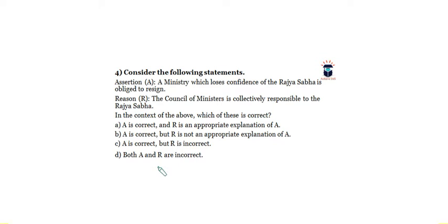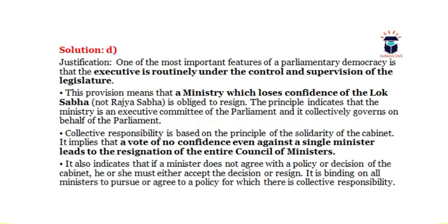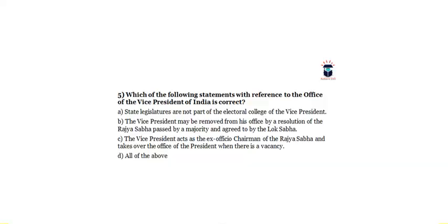So now let's move to the next question. Next is the explanation about it, which I have already explained to you. And the last question of the day is: which of the following statements with reference to the office of Vice President of India is correct? A, state legislatures are not part of the electoral college of the Vice President. B, the Vice President may be removed from his office by a resolution of Rajya Sabha passed by a majority and agreed to by the Lok Sabha. C, the Vice President acts as the ex officio chairman of the Rajya Sabha and takes over the office of the President whenever there is a vacancy. D, all of the above. So we have to choose the correct answer.